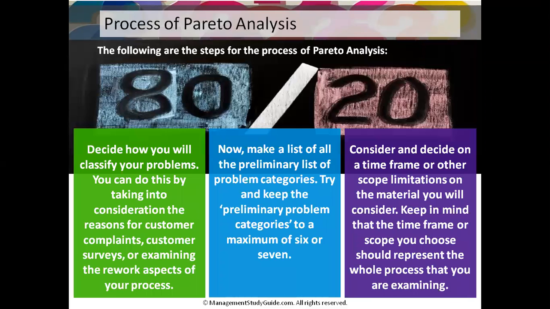The process of the Pareto principle: you have to decide how you will classify your problems. You can do this by taking into consideration the reasons for customer complaints, customer surveys, or examining the reward aspect of your process. Now, make a preliminary list of problem categories. Try and keep the preliminary problem categories to a maximum of 6 or 7. Consider and decide on a time frame or other scope limitations on the material you will consider. Keep in mind that the time frame or scope you choose should represent the whole process that you are examining.